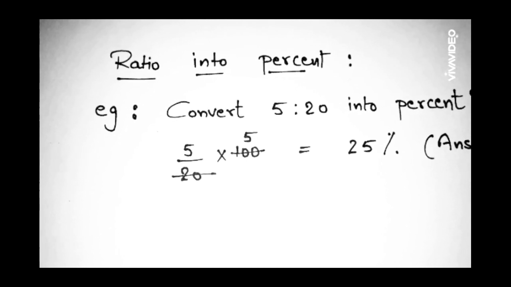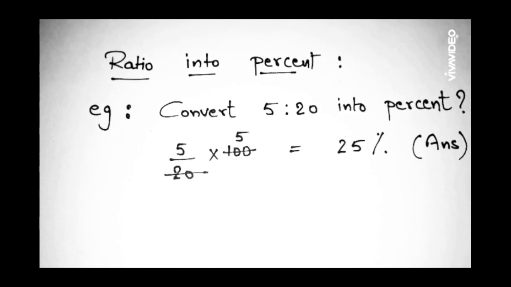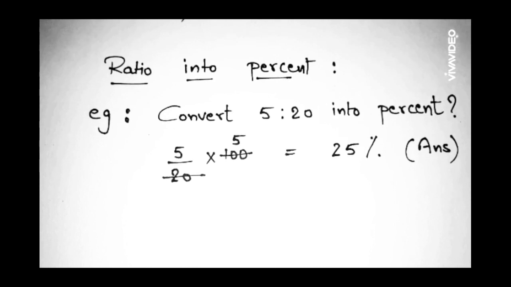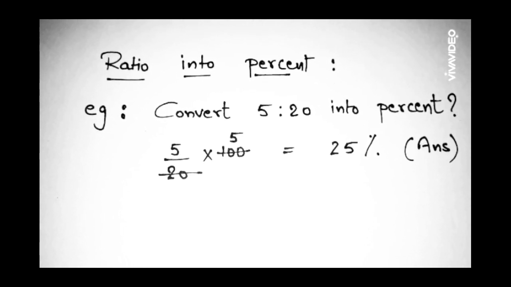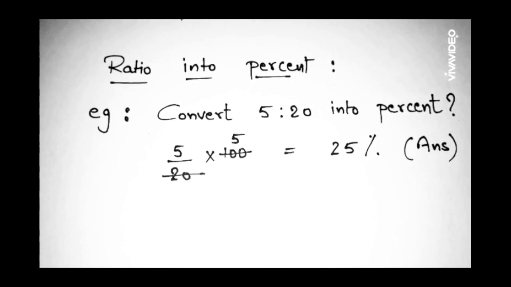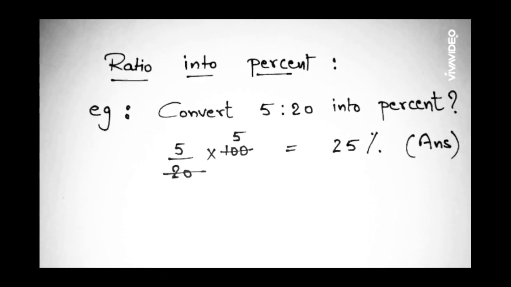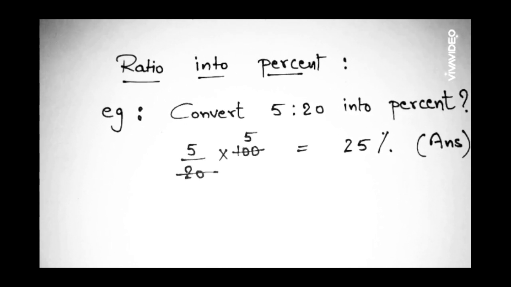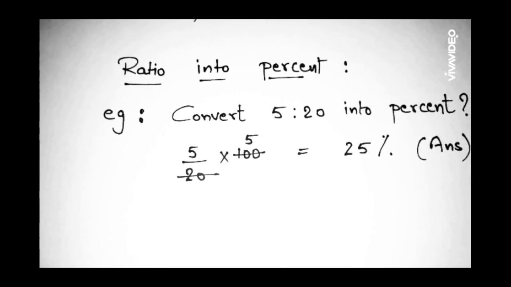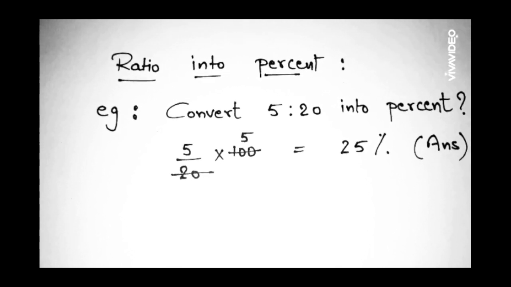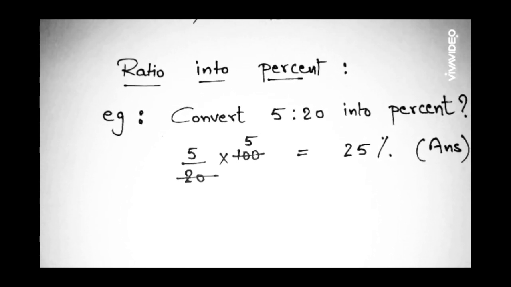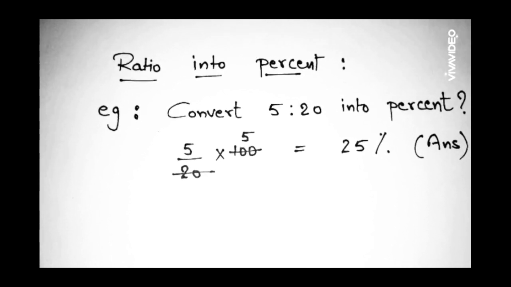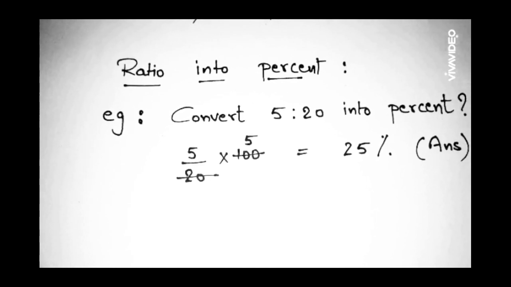When we are converting ratio into percent, how do we do this? Let's see the example. Convert 5 is to 20 into percent. Now we already know 5 is to 20 can also be written as 5 upon 20. We discussed that when we are converting anything into percent, we multiply the given number with 100. So 5 upon 20 multiplied by 100, and the result will be 25%.